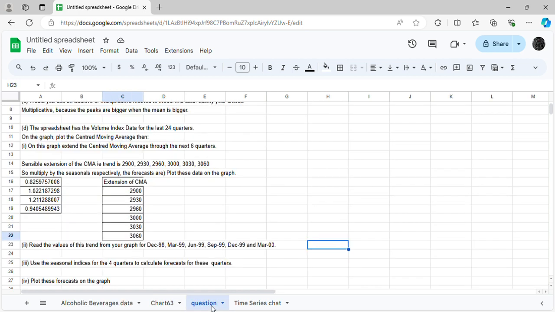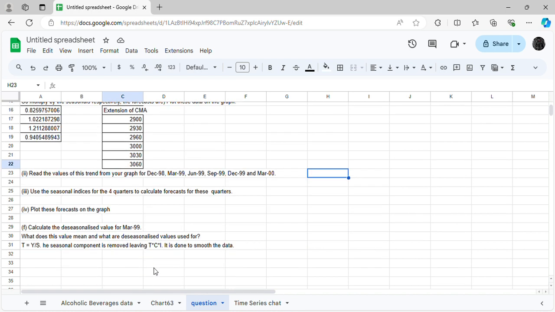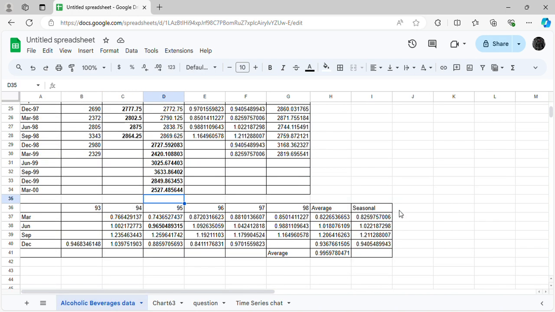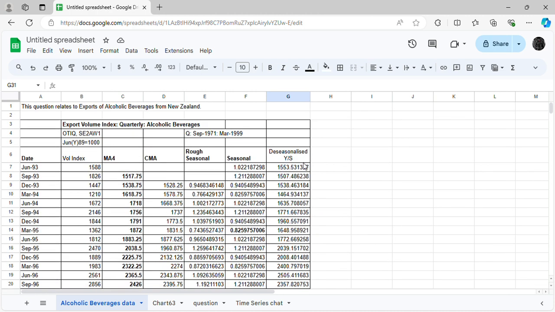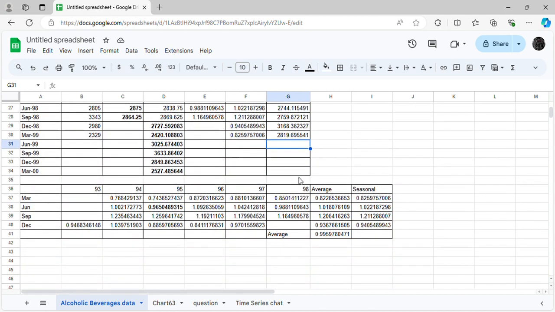Okay, next question. Use the seasonal indices for the 4 quarters to calculate forecast for these quarters. Plot this forecast on the graph. Calculate the deseasonalized value for March 1999. So the deseasonalized value for March 1999 is the observed value divided by the seasonal value, and that's 2819, and we have calculated the deseasonalized values for all the observed values for all the quarters.